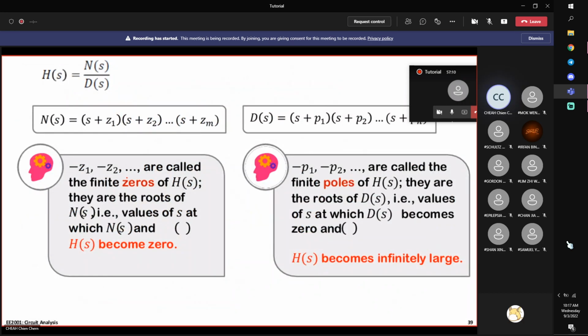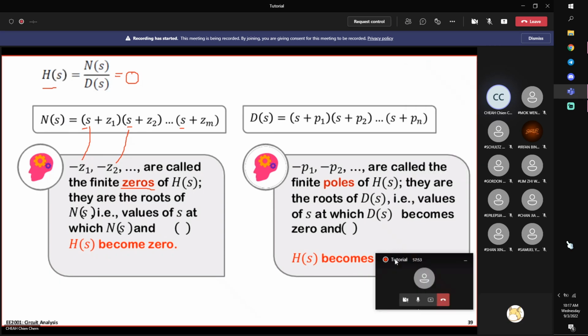To define something we call zeros. A zero is a value of s which makes your transfer function equal to 0, as the name implies. Naturally, when the numerator is equal to 0, then your transfer function is equal to 0. So it's very easy to remember: transfer function equal to 0, then numerator equal to 0. Numerator equal to 0 means what? s equals negative z1, or negative z2, or negative zn. So these are the zeros, the locations of s which make your transfer function equal to 0.